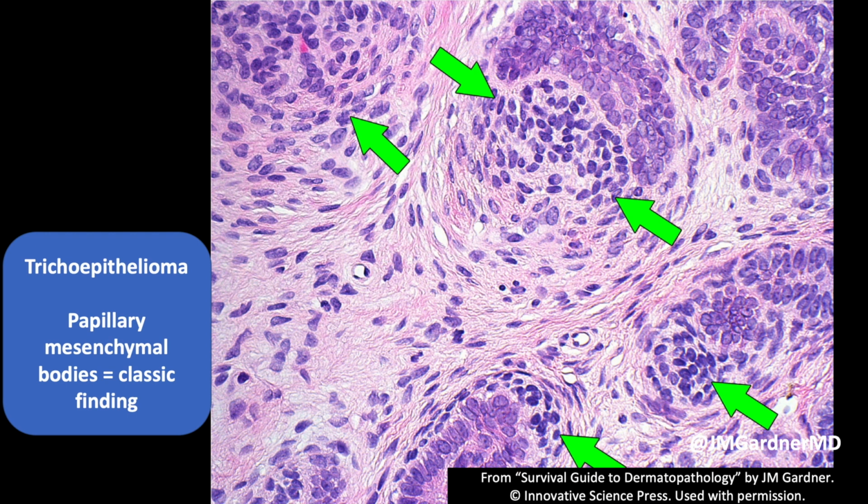Cytokeratin 20 can be helpful here because most benign hair follicle lesions, particularly trichoepitheliomas, will have scattered CK20 positive Merkel cells, benign Merkel cells that are just kind of hanging out and colonizing the hair follicle tumor, and basal cell carcinomas tend to not have those. So I find that to be helpful.